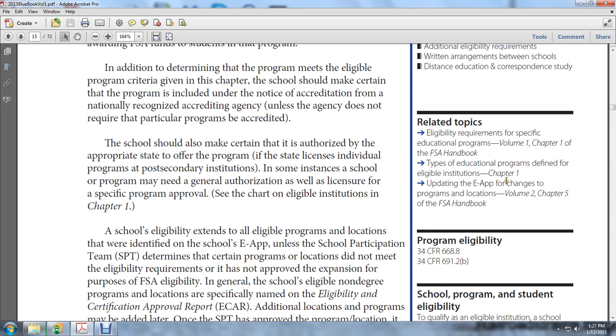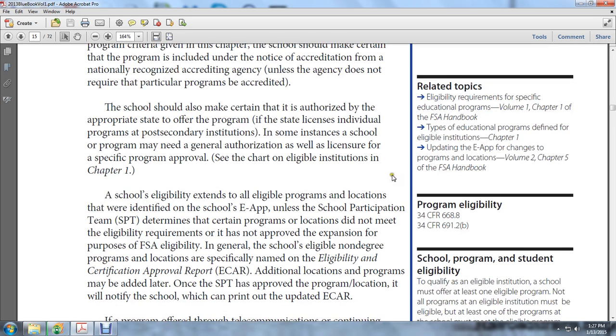Program eligibility is covered in 34 Code of Federal Regulations 668.8 and 691.2(b). School eligibility extends to the eligible program location as identified by the school's e-app, unless the school participation team (SPT) determines that a certain program or location did not meet the eligibility requirements and has not approved it for the expansion of federal student aid eligibility.